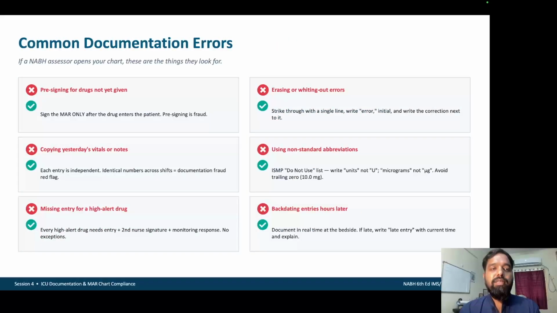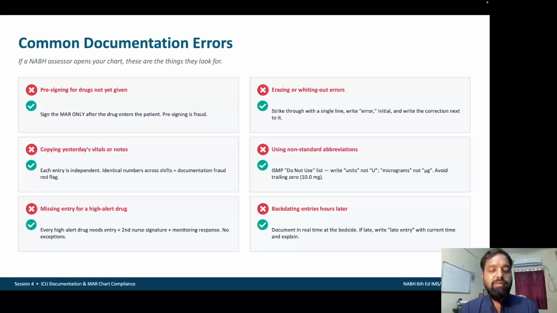The common documentation errors. If an NABH assessor opens your chart, these are the things they look for. The pre-signed for drugs not yet given. So you should always sign the MAR chart only after the drug enters the patient. Pre-signing is a fraud. Copying yesterday's vitals or notes. Each entry is independent. Identical numbers across shifts, documentation fraud. So a big red flag.